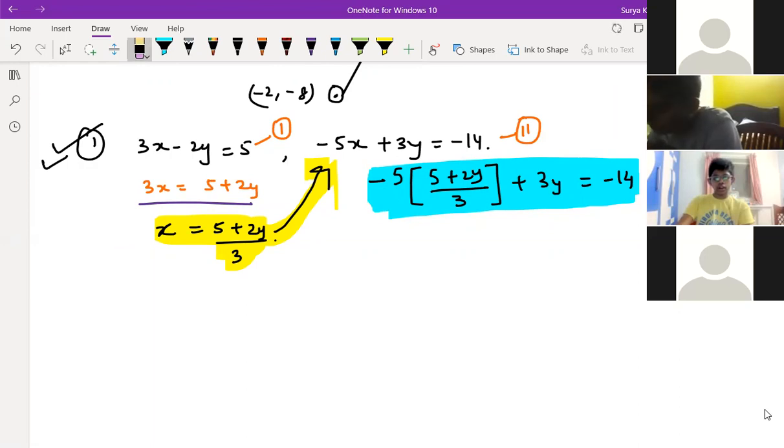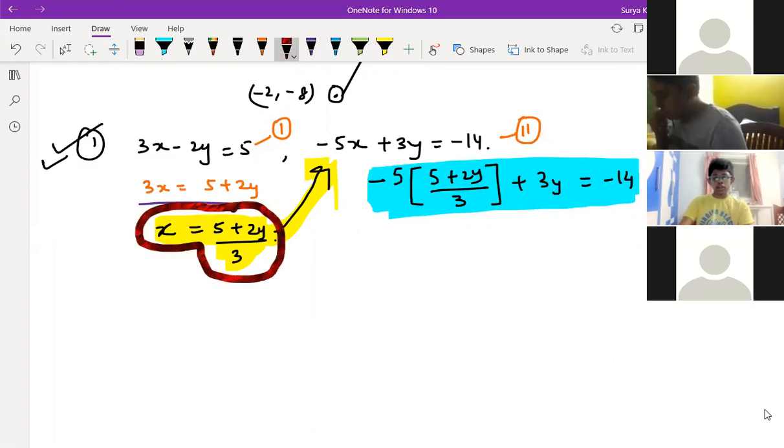All the y should be on one side. Where should all the y be on one side? Where should x be on one side? So like 2y you took and 3y, both are in the same equation. I'm saying, I have taken this equation. If you see this equation, the x equation we got from here. We are putting this x value here. So we got this much. Here we are putting it.